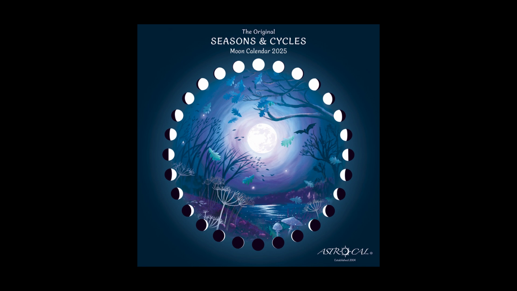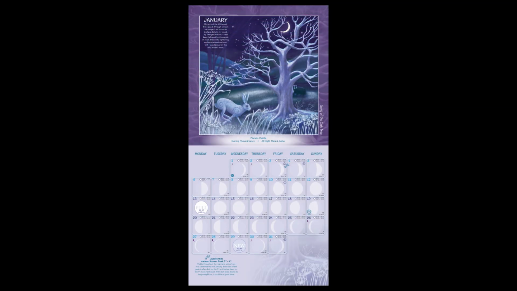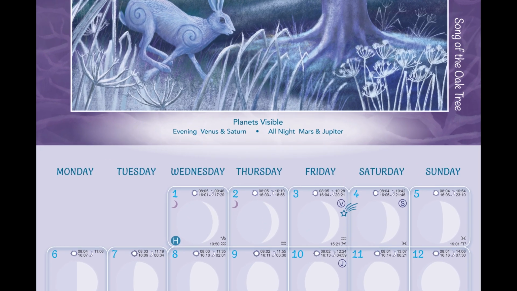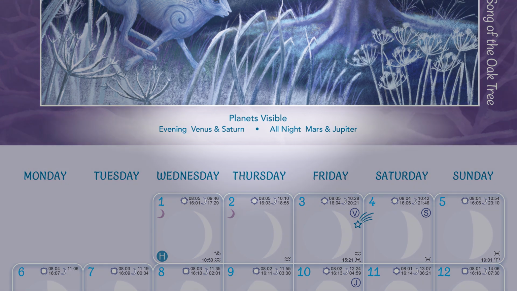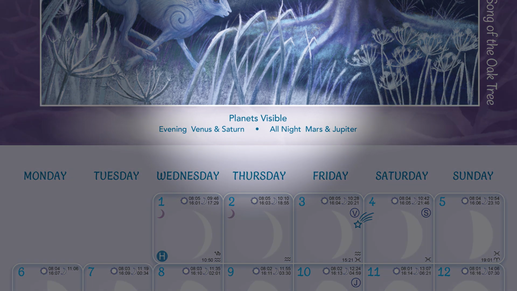Here we have our original Seasons and Cycles moon calendar. Our calendar follows the solar cycle through the seasons and the lunar cycle through her phases. As we open the calendar, we can see the double spread for January. On the top half, we show the planets visible in the night sky. We only include planets that we can see with the naked eye, which are Venus, Mars, Jupiter, and Saturn.